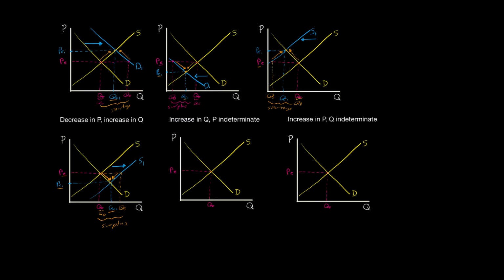All right, for our last two examples here, we're going to talk about a couple scenarios in which there is an indeterminate change in either the price or the quantity. So what could result in a situation in which the quantity increases in the market, but the change in the price is indeterminate? In other words, we're not always going to be able to tell how the price is affected.